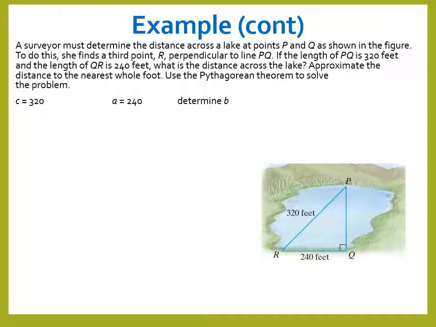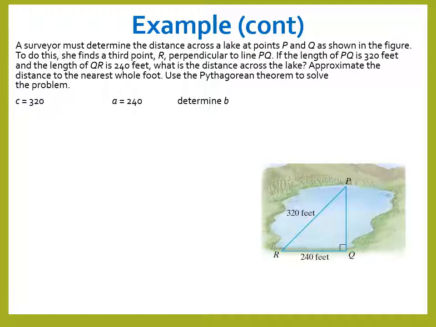All right, what about in a word problem? Does it change anything? No, not at all. So we have a surveyor who must determine the distance across a lake at points P and Q as shown in the figure. To do this, she finds a third point R perpendicular to line PQ. If the length of PQ is 320 feet and the length of QR is 240 feet, what is the distance across the lake? So she has drawn the distance.